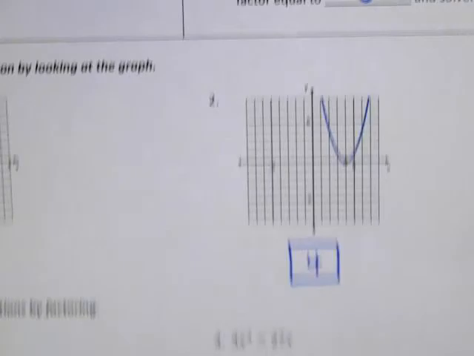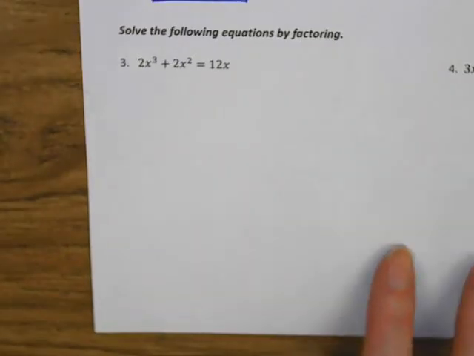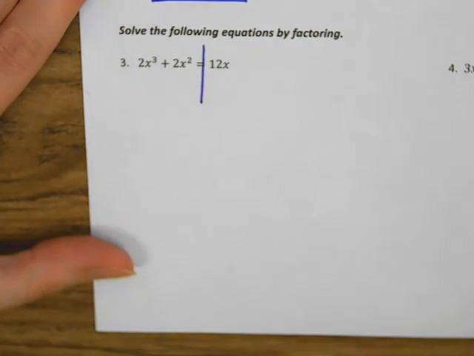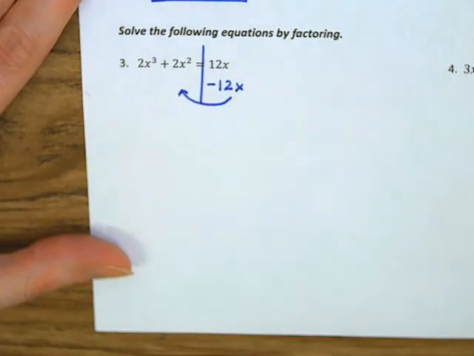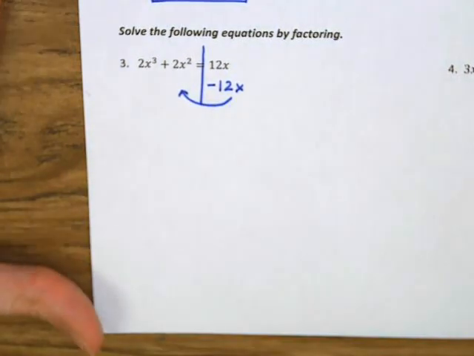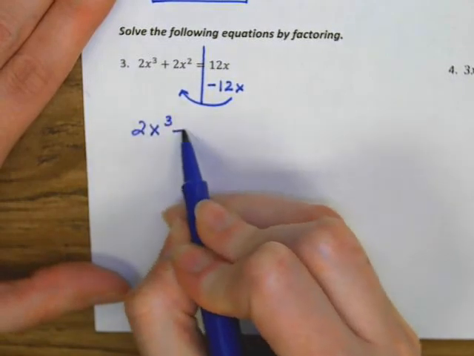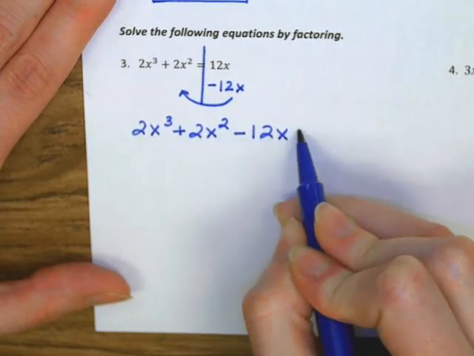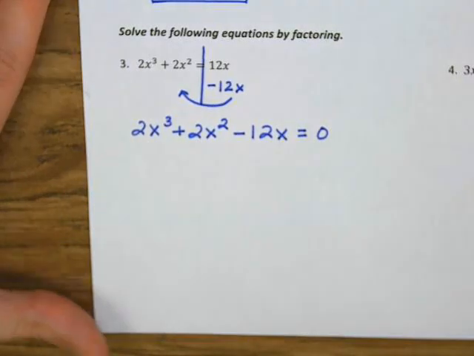All right, now a quick recap on solving by factoring. Remember from the day before, to solve by factoring, first thing is it must equal 0. So we need to subtract the 12x to the other side of the equation. It has to equal 0 before we can factor. So let's go ahead and rewrite the problem. And we are going to subtract the 12x over so that it equals 0. And now we need to factor.